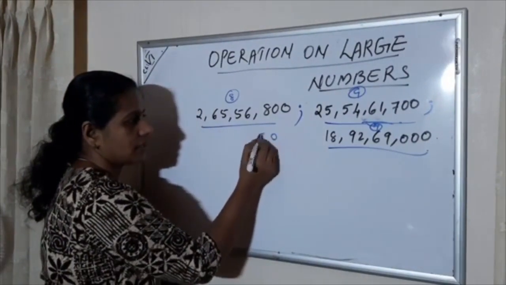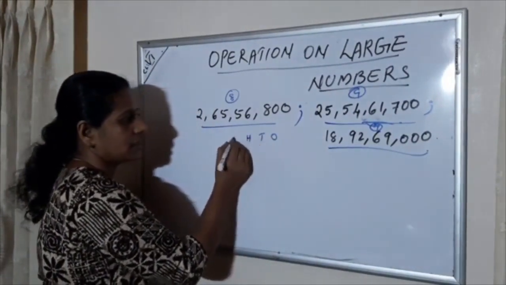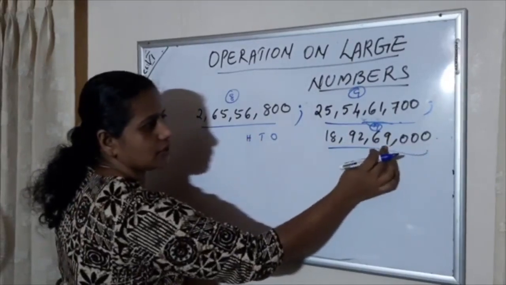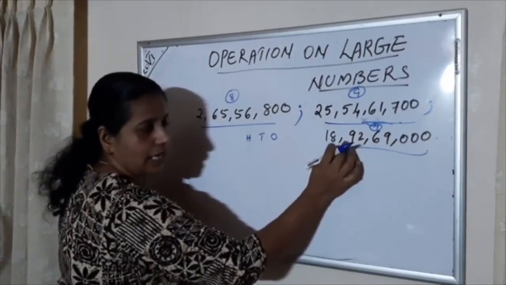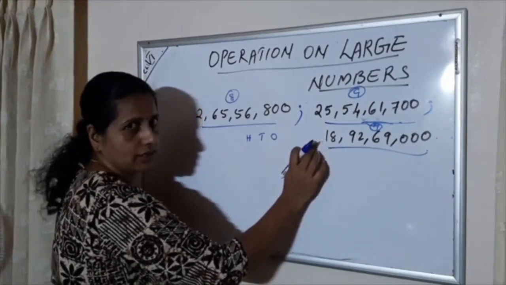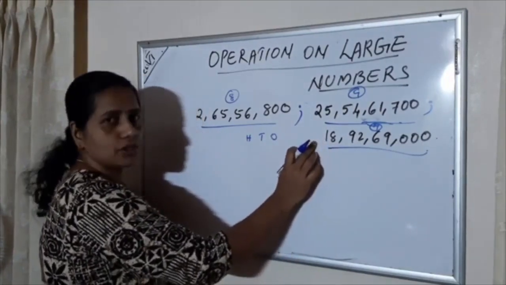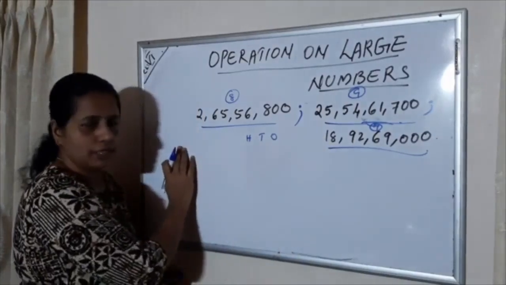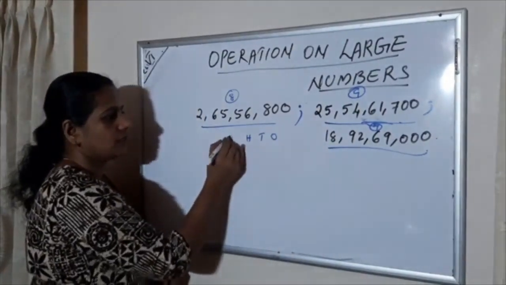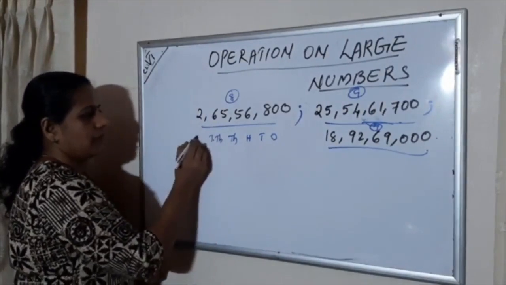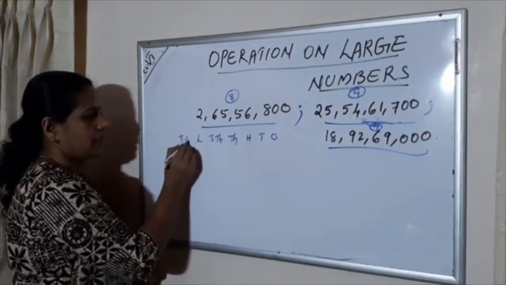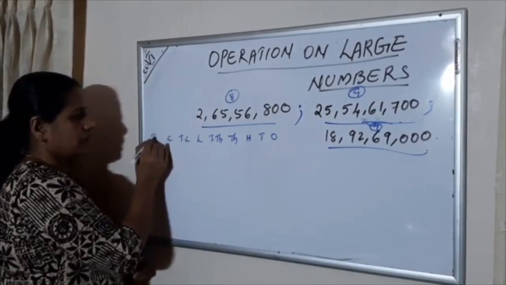Ones, tens, hundreds, thousand, 10,000, lakh, 10 lakh, crore, 10 crore in the Indian system. So up to crore you have to write the place value: ones, tens, hundred, thousand, 10,000, lakh, 10 lakh, crore, 10 crore.